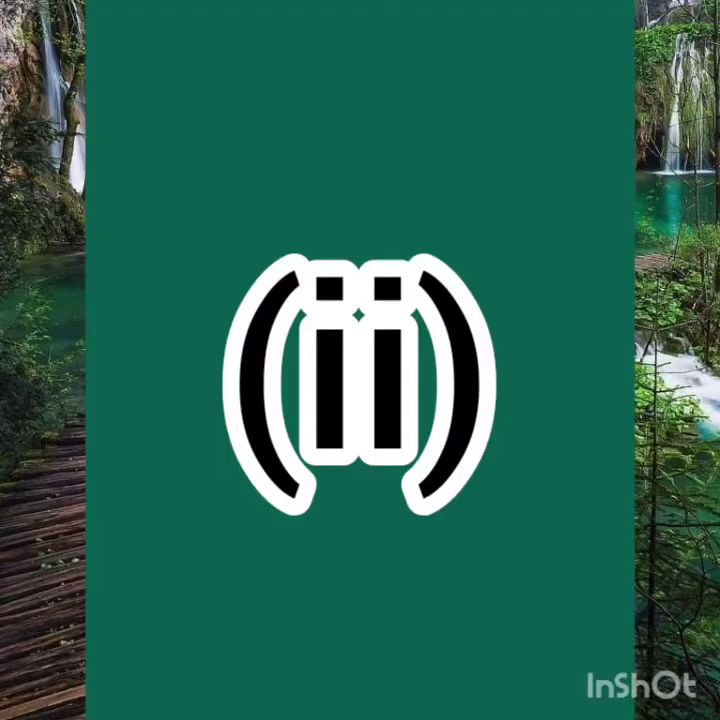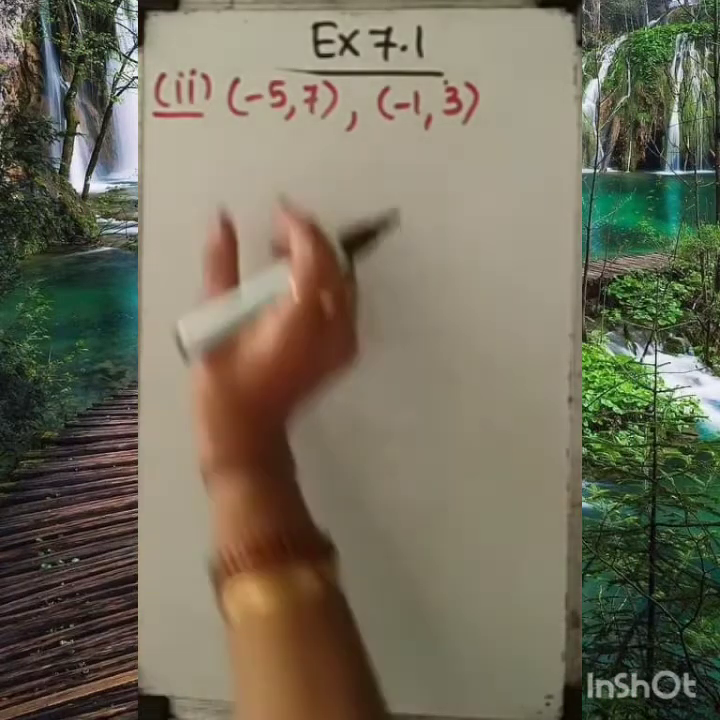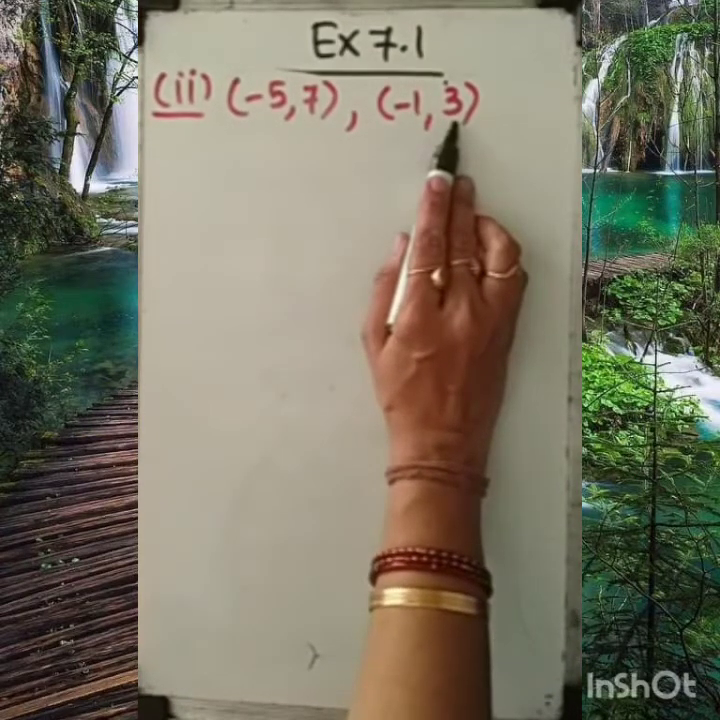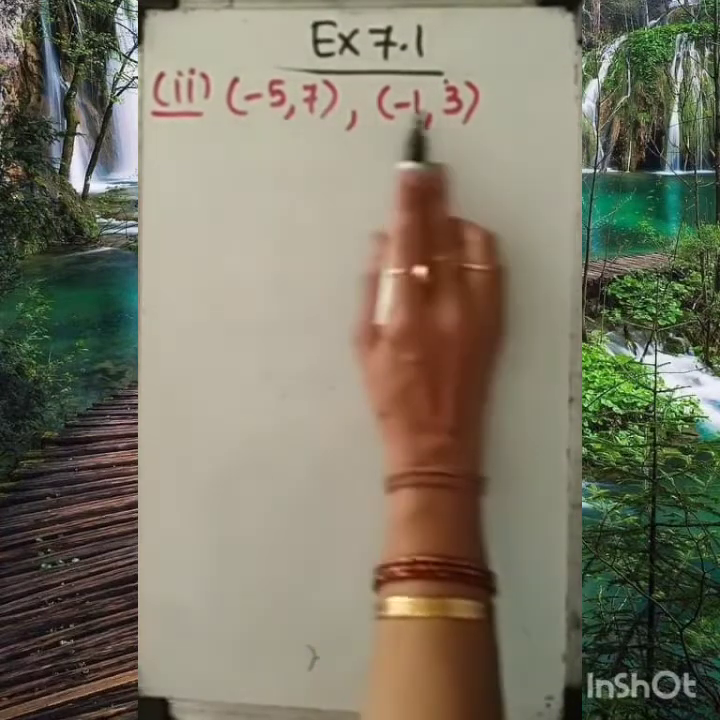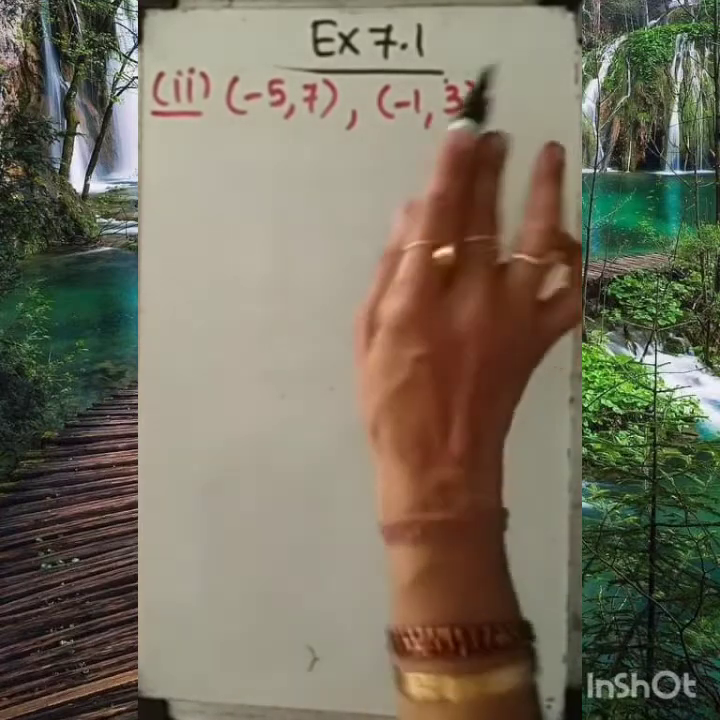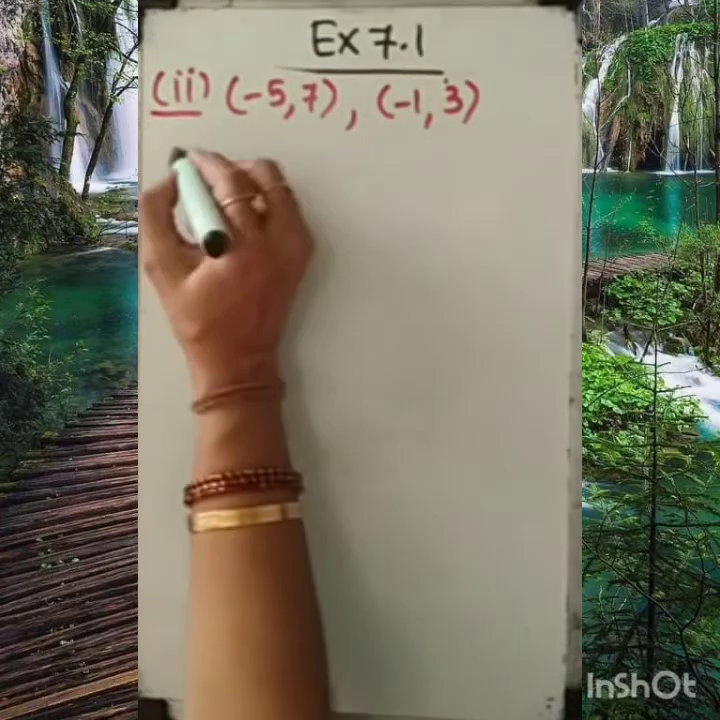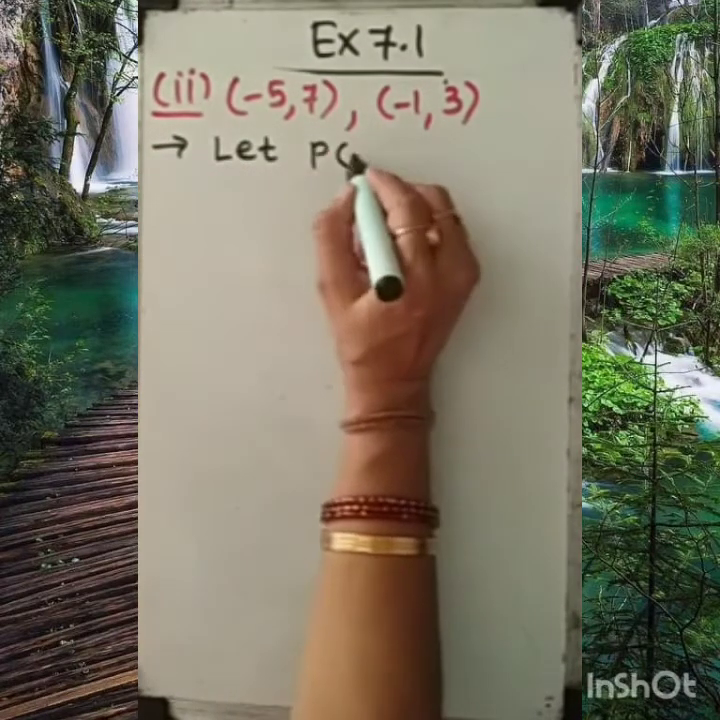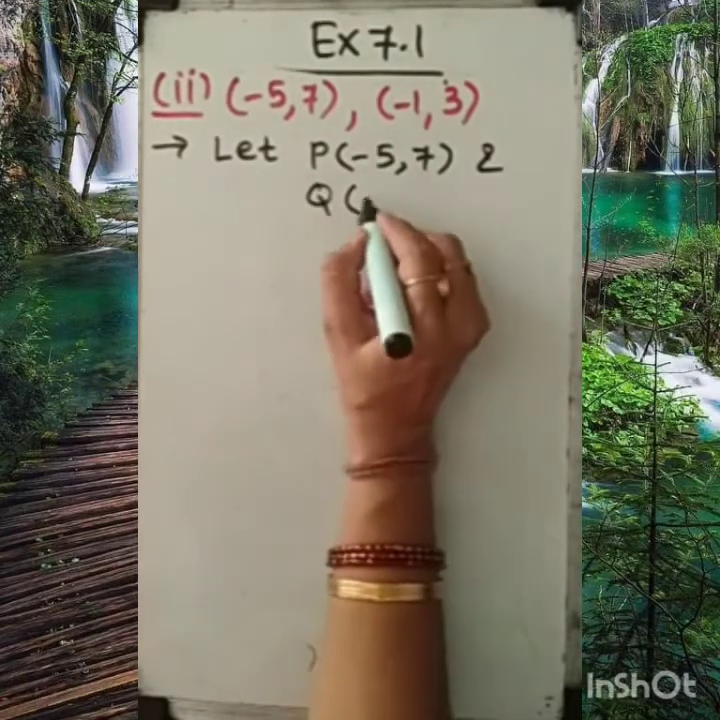My dear students, in the second part we are given (minus 5, 7) and (minus 1, 3). As the coordinates of both points are minus, plus, it defines that both of these points lie in the second quadrant. We want to find the distance between these 2 points. So first of all, let me consider the first point as P and the other point as Q.